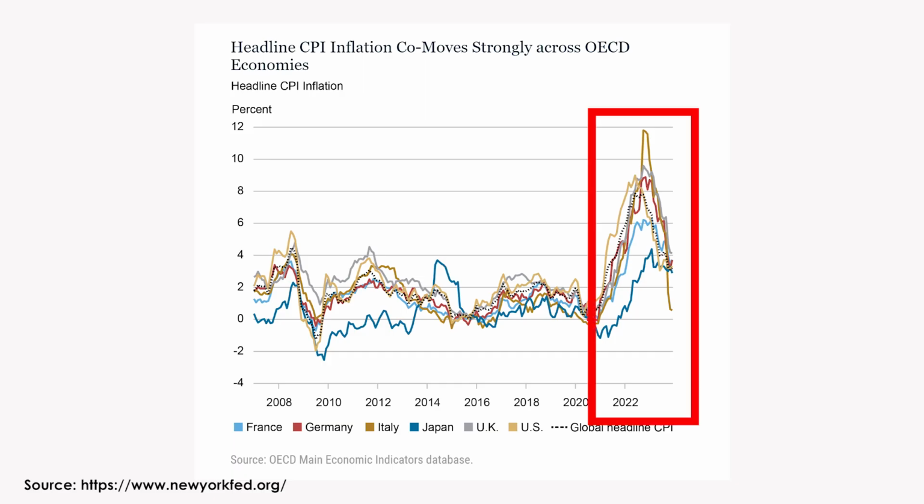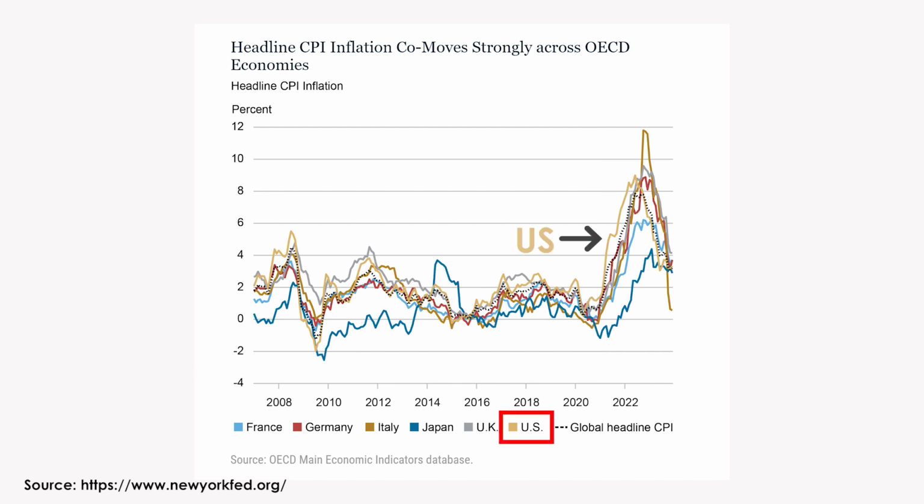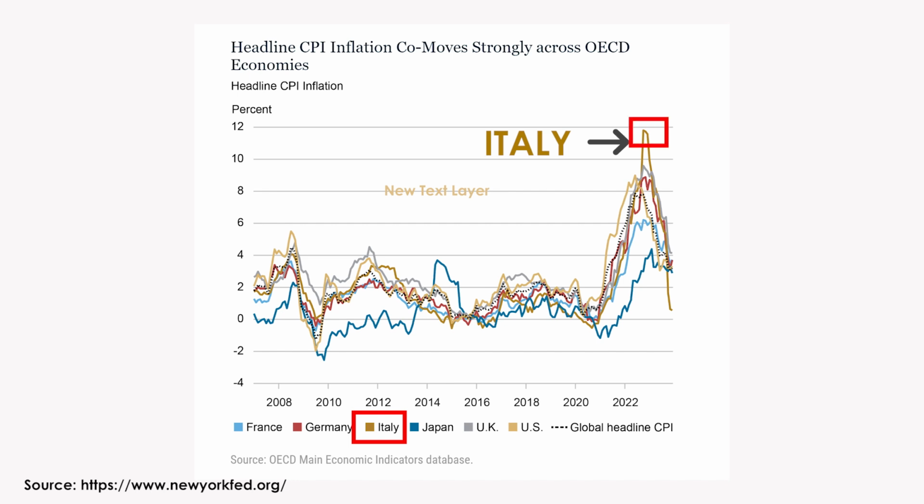This wave of stimulus had significant consequences. It led to inflation worldwide, as seen in this chart here. The US is represented by the orange line, and as you can tell, closely mirrors the global inflation trends, with countries like Italy, represented by the brown gold line, experiencing nearly 12% inflation. Germany and the UK followed suit later in the pandemic with increasingly higher inflation numbers.